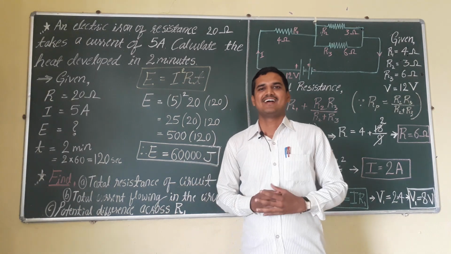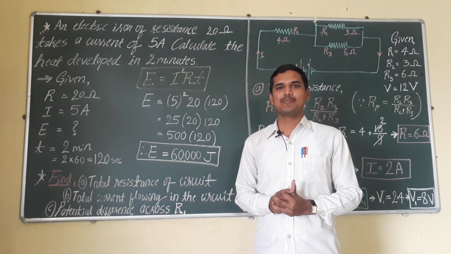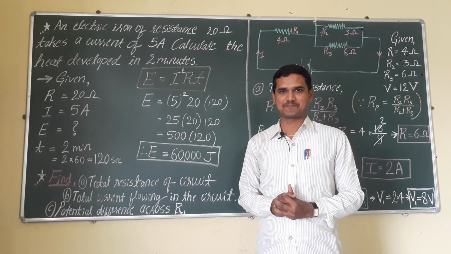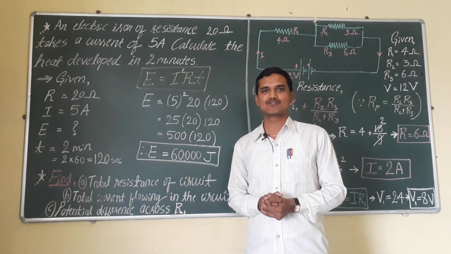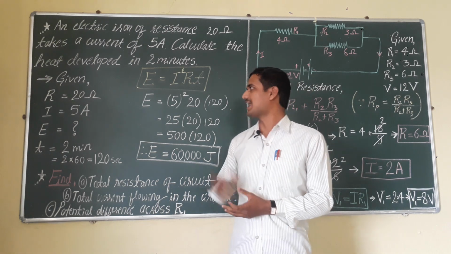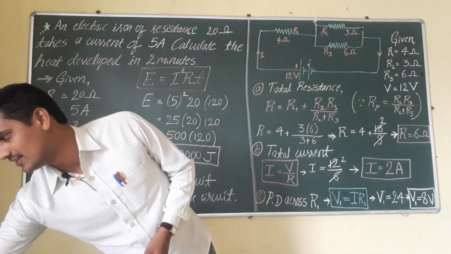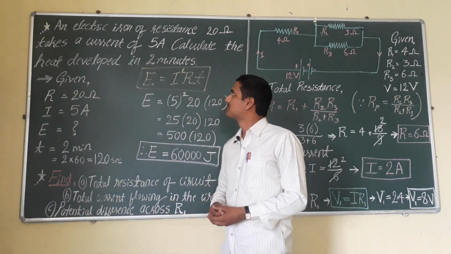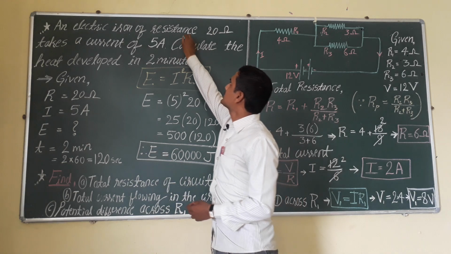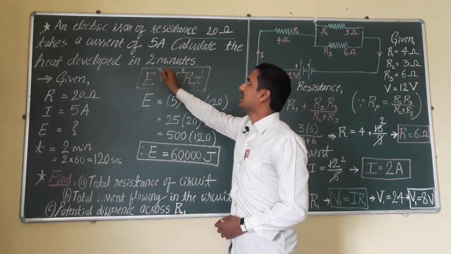Namaste. Today let's continue the numerical sessions of the chapter electricity. In the previous class also we discussed so many numerical sessions, and today we will directly go for the questions. The first question is, an electric iron of resistance 20 ohm takes a current of 5 ampere.